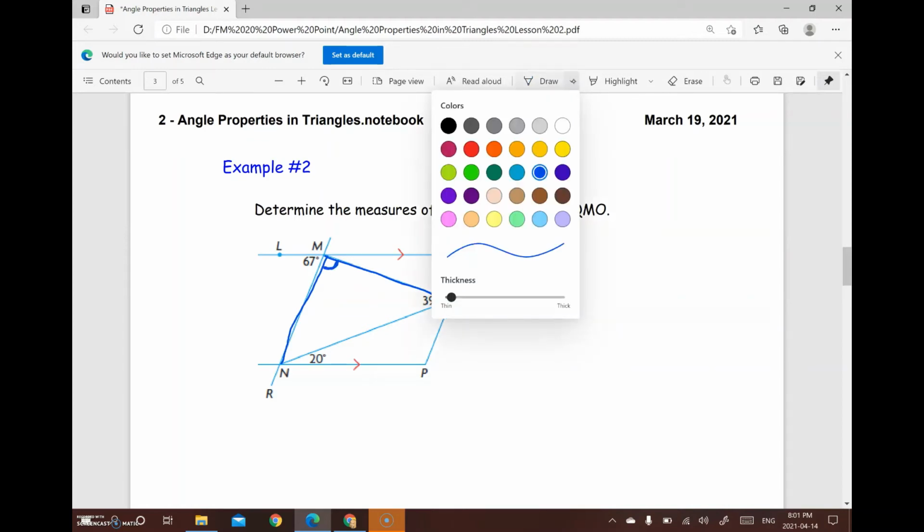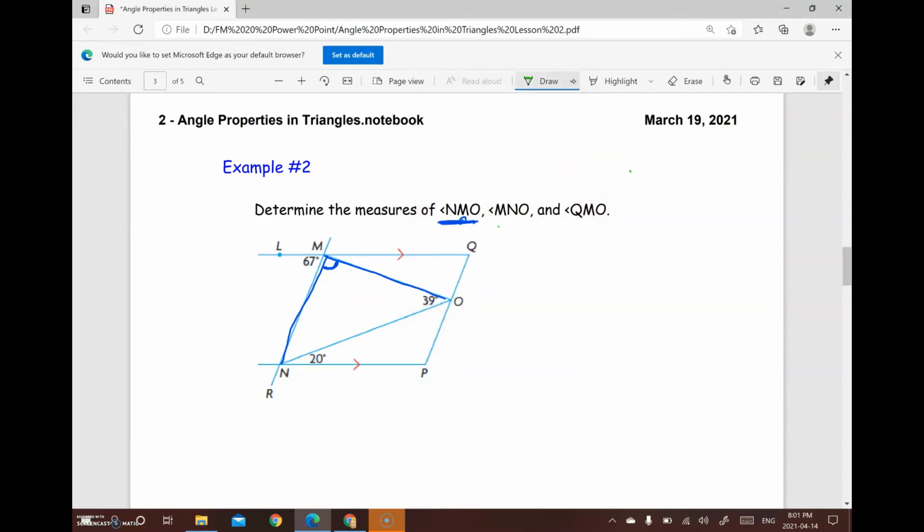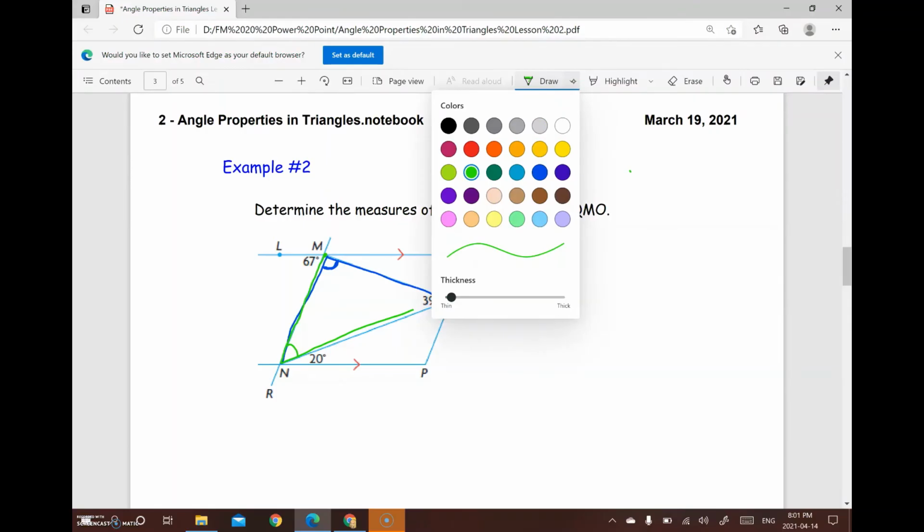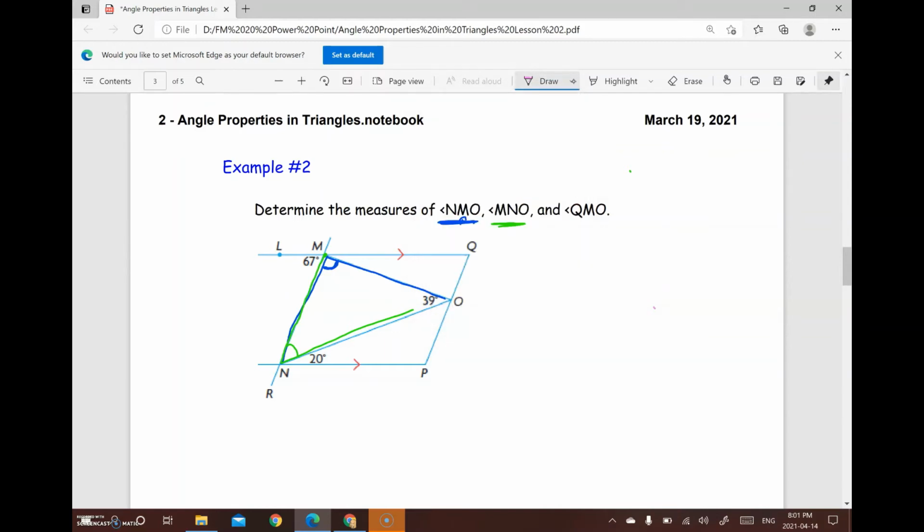And then I need M and O. So here's M, there's N, and O. So that's looking for this angle. And lastly, QMO. So QMO is, here's a Q, here's M, here's O. So we're looking for this inside angle.